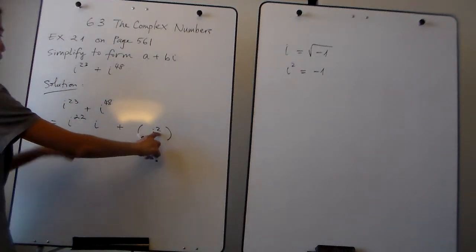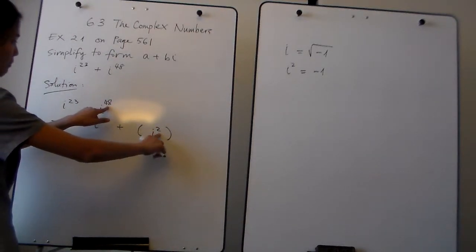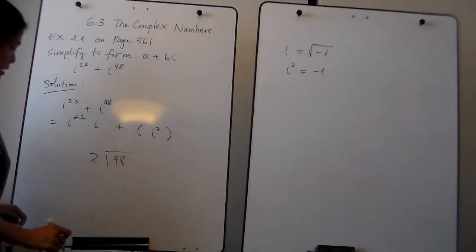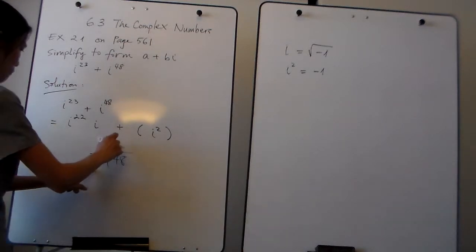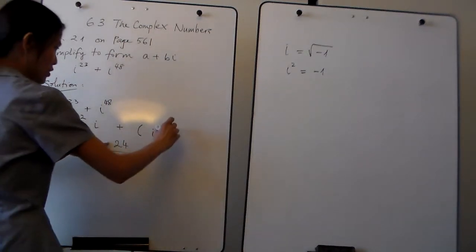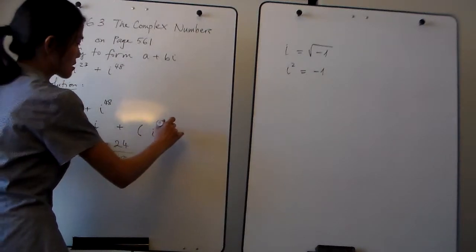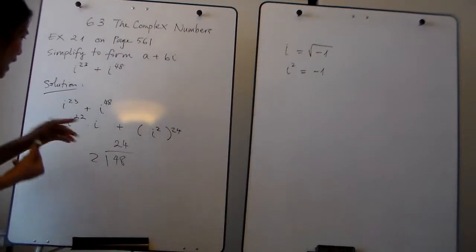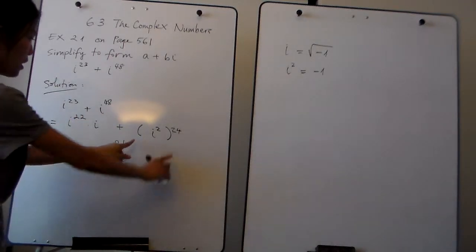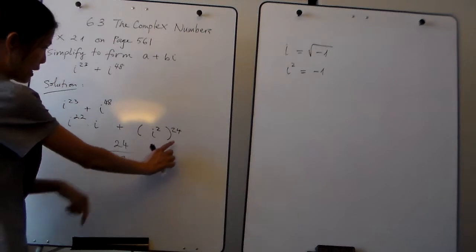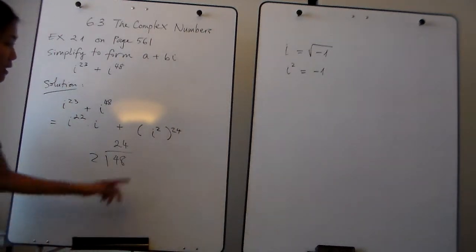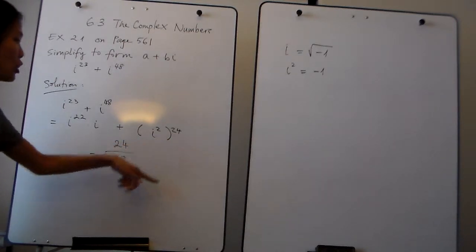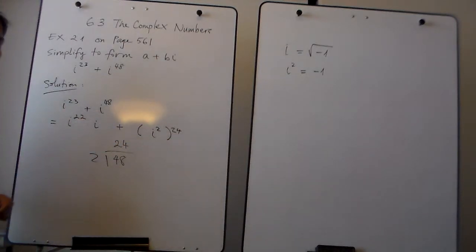The exponent is 2, but the original is 48. So think about 48 divided by 2, which is equal to 24. This 24 goes outside the parentheses as the outer exponent. So I'm rewriting i raised to the 48th as i squared, everything raised to the 24th. And you can test it: take the exponent 2 times the exponent 24, you should get 48.